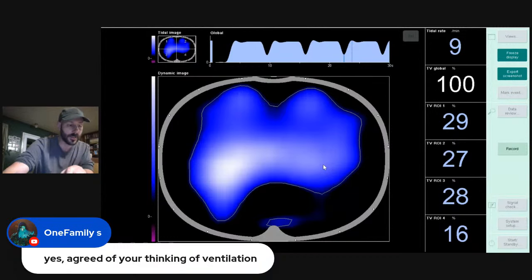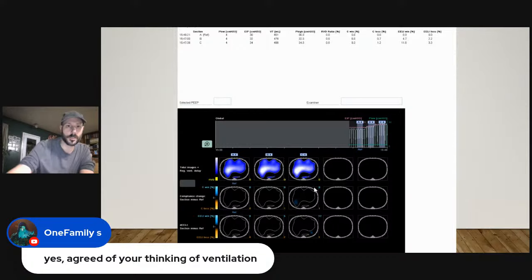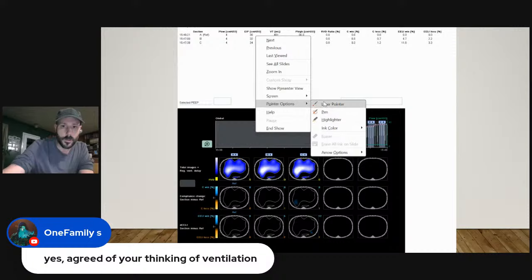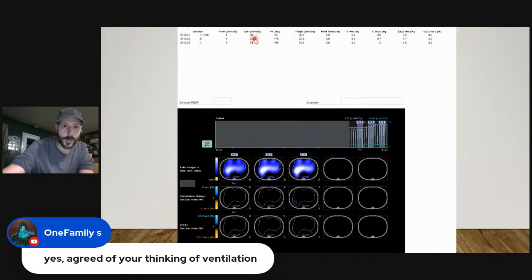This is the last image that I took when we went from prone to supine. In the supine position, I started to lose this area, even here too. So what I had to do was a P high of 30, 32, and 34. And this is what you see over here: 30, 32, and 34. And so I increased it.